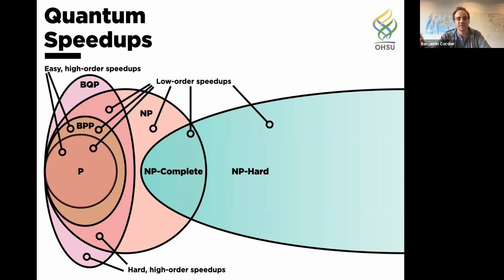And if we look at the simulation, what we see is that we have the high order speedups, and these are problems that are hard. And so that's also useful.